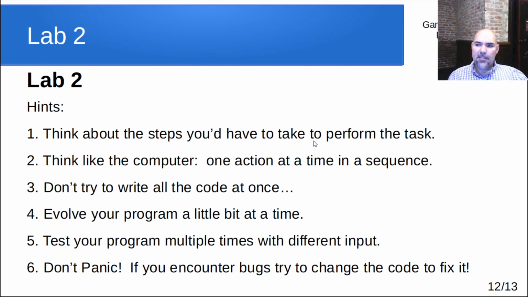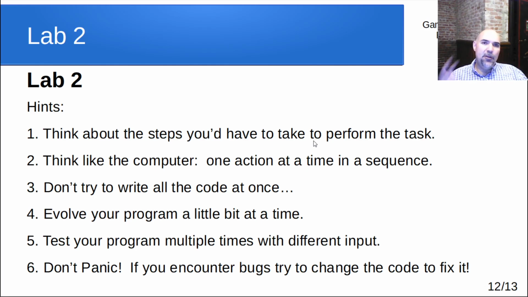Now, a few hints here. Think about the steps that you would need to do yourself to perform that task. So if you were the one being the magic 8-ball, what would you have to do? You'd have to pick a random number. You then have to have like a list of how that number was associated with what. If the number was 0, then say this. If the number was 1, then say this, and so forth.